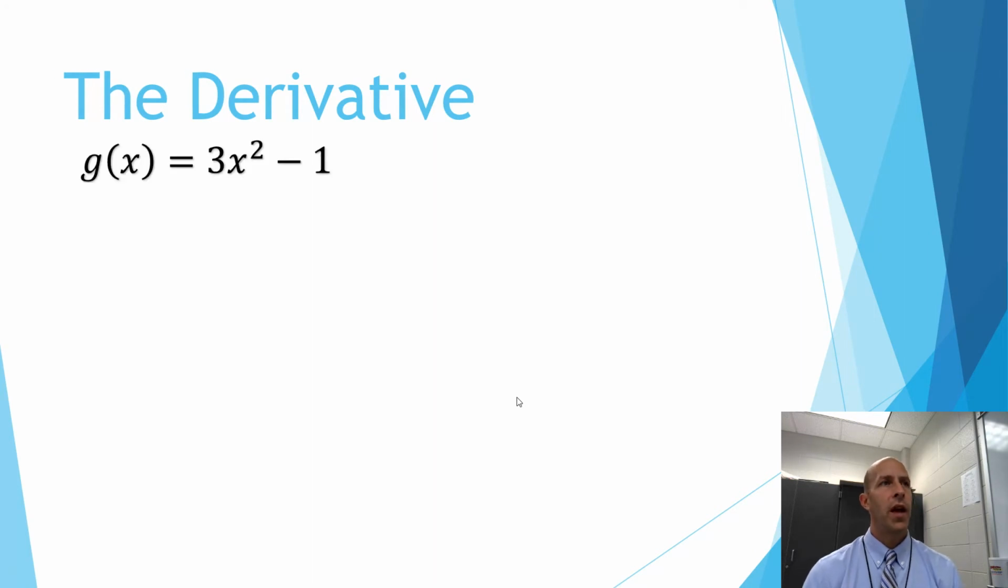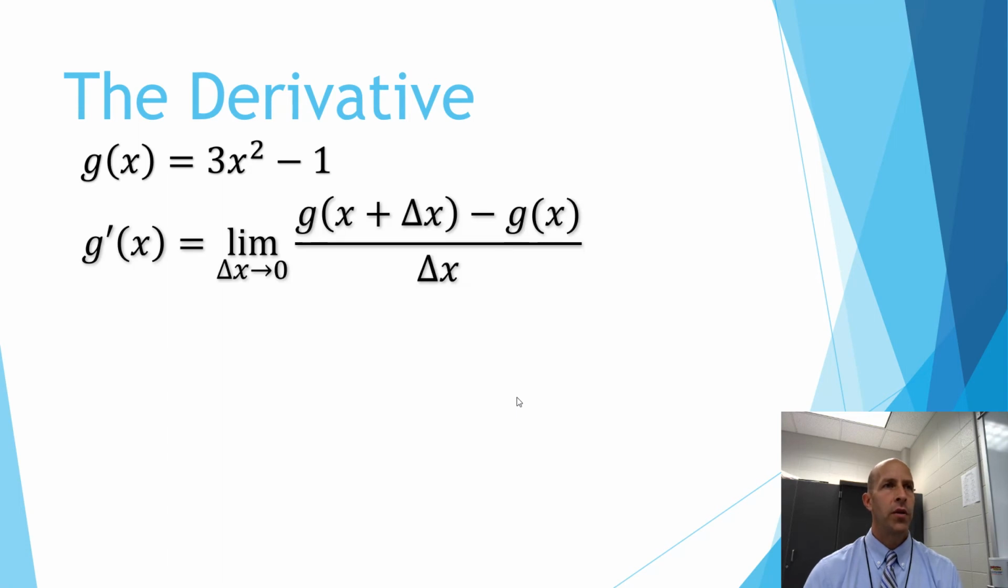And so let's say we have a function g of x, which is equal to 3x squared minus 1, and I ask the students to find the derivative of this function. Well, they would use the formal definition, which says that g prime, that's the notation we use for derivative, is equal to the limit as delta x goes to 0 of g of x plus delta x minus g of x divided by delta x.